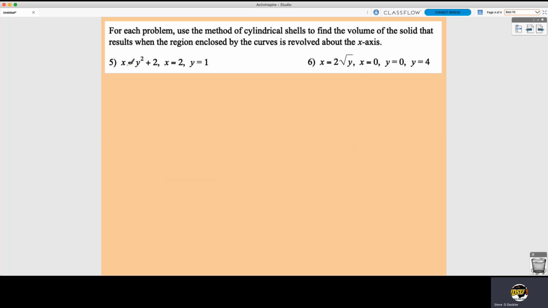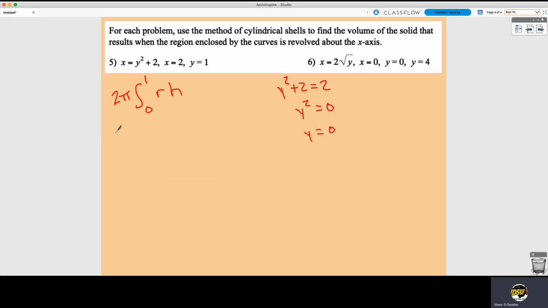We've got x equals y squared plus 2, and x equals 2, and then we know y equals 1. So there's one of our restrictions. We just got to figure out the other one. So we set those equal to each other, and we end up with y equals 0 here. So our integral is going to be from 1 to 0. We can throw the 2 pi out in front. We just got to figure out what r and h are this time.